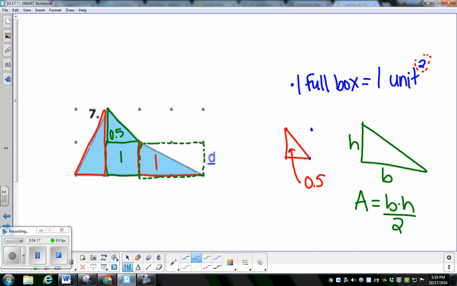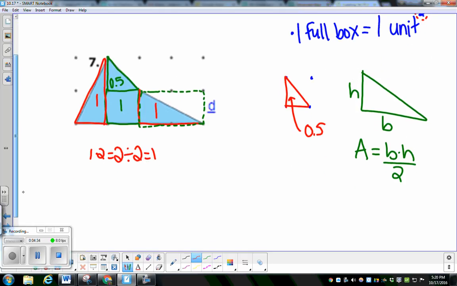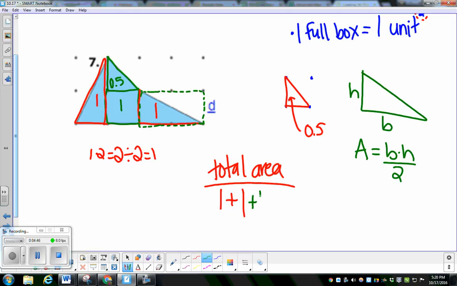It has a base of 1 and a height of 2, so I can do 1 times 2, which is 2, and then I cut that in half or divide it by 2, and that's 1 unit. And we can tell that's the same as the other triangle we had. So now to find the total area of this figure, we just need to add up all those parts that I have. So our total area is a 1 from each of the triangles, a 1 from that green box in the middle, and a 0.5 from that half little box I had up there. So when we add all these up, we get 1, 2, 3.5. So our answer for the area is 3.5 units squared.